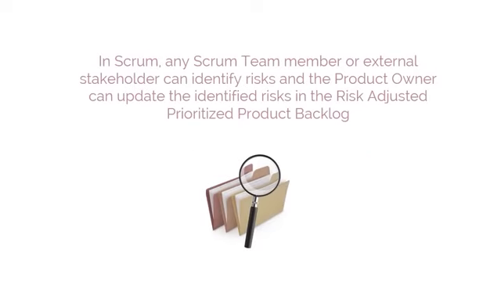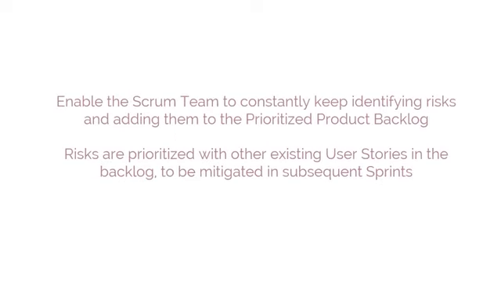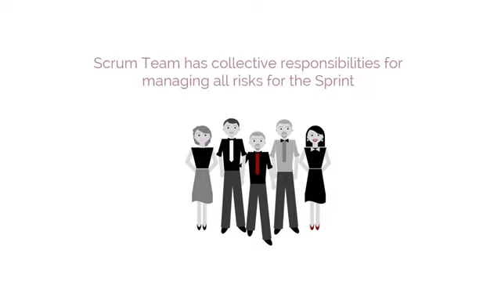In Scrum, any Scrum team member or external stakeholder can identify risks, and the product owner can update the identified risks in the risk-adjusted Prioritized Product Backlog. The Scrum principles of empirical process control and iterative development enable the Scrum team to constantly keep identifying risks and adding them to the Prioritized Product Backlog, where such risks are prioritized with other existing user stories in the backlog to be mitigated in subsequent sprints. The Scrum team has collective responsibilities for managing all risks for the sprint.